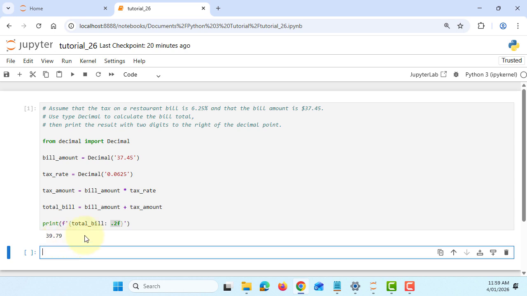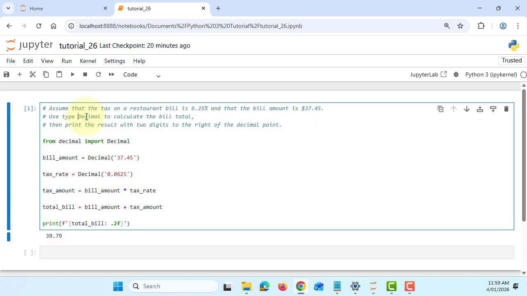Okay, so this example will show you how to use a decimal type. Okay, that's it. Thank you.